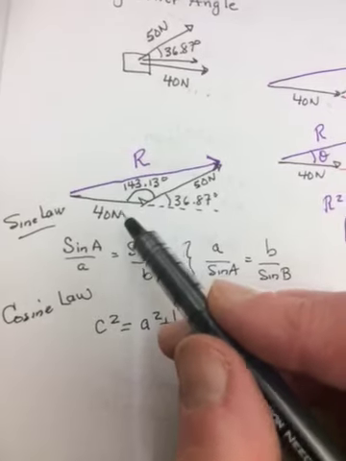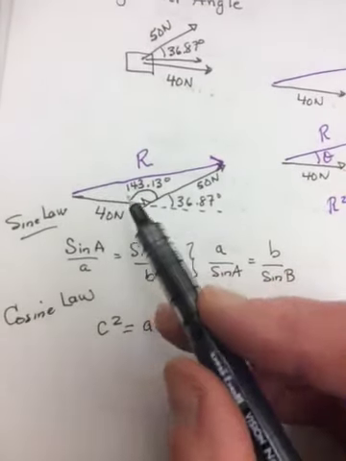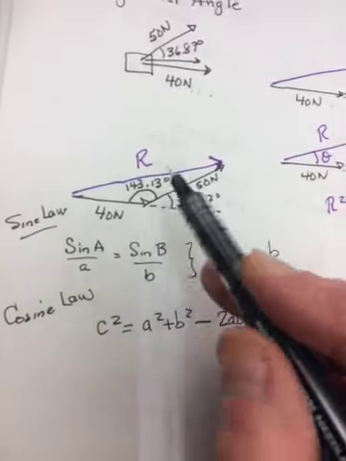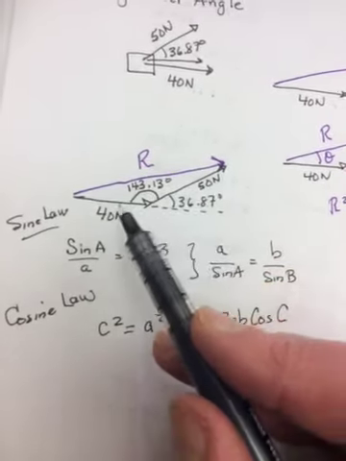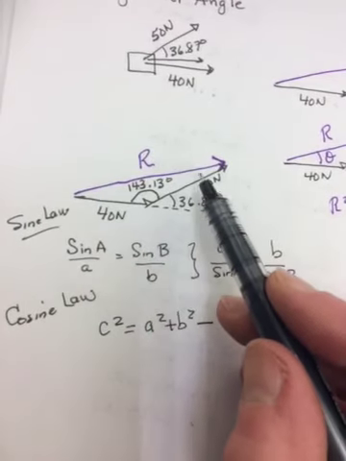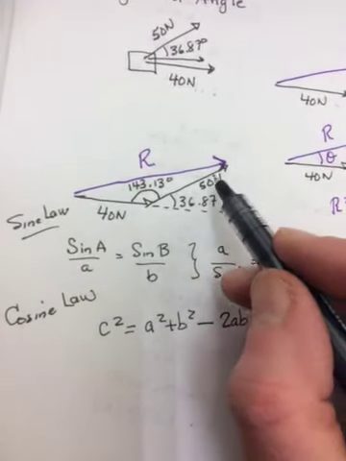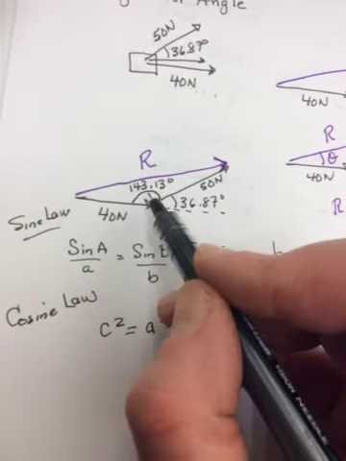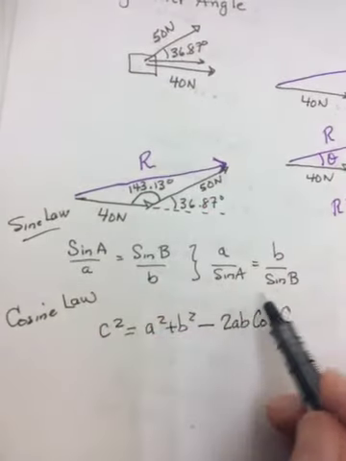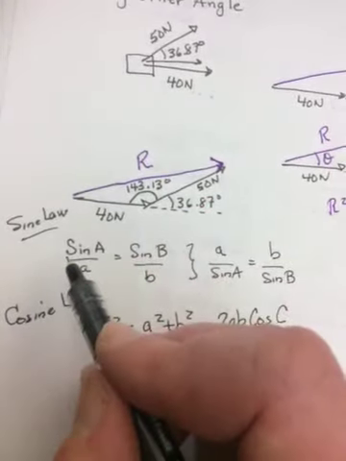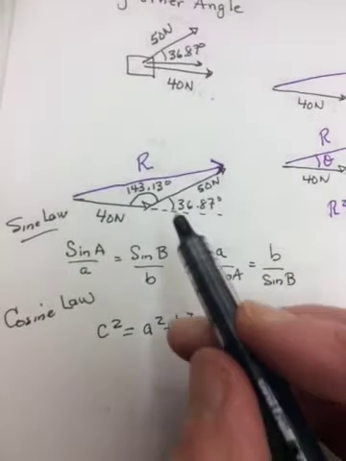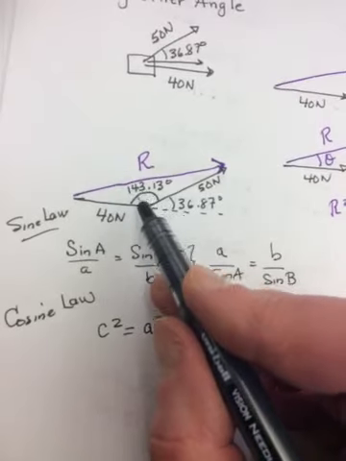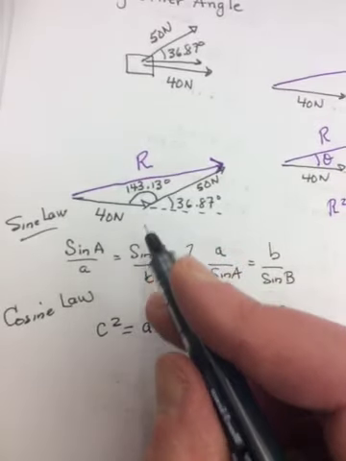Now, how do you know when to use which one? It depends on what you're given. To use the sine law, you need a side and its opposite angle, and then either another side or angle. So here we have the side 40 newtons, but we don't know its opposite angle. We have a side 50 newtons, we don't know its opposite angle. We have an angle, but we don't know its opposite side. We cannot use the sine law here. To use the cosine law, you need two sides and the included angle. So in this particular example, we would have to use the cosine law.